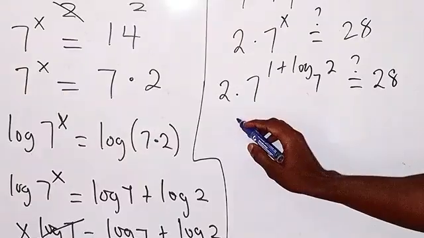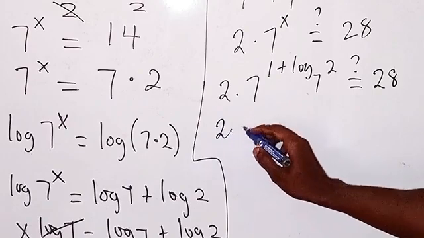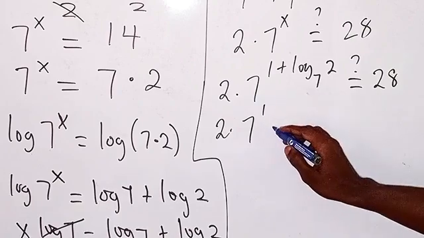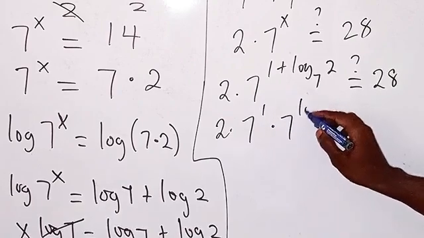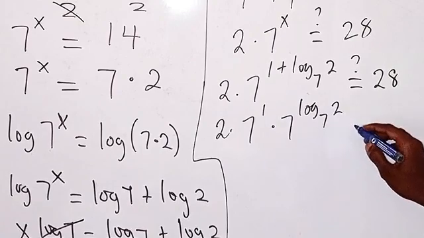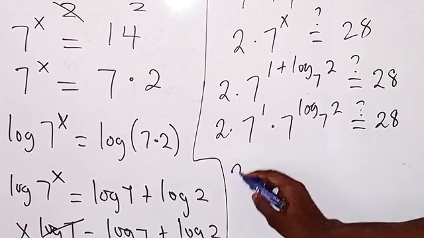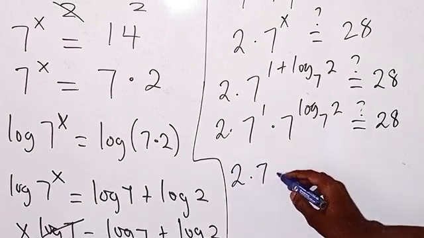So now here we can split this as 7 because they have the same base. 7 to the power of 1 multiplied by 7 to the power of log base 7 of 2. Then is it going to give us 28? Now from here we're going to have 2 times 7 times this.